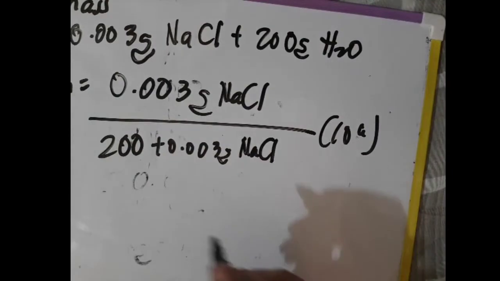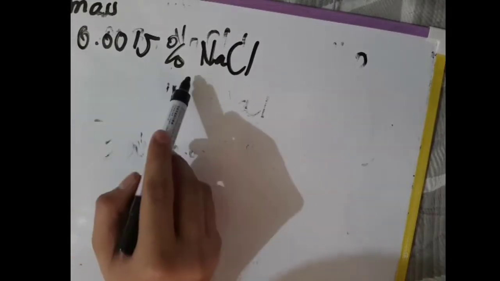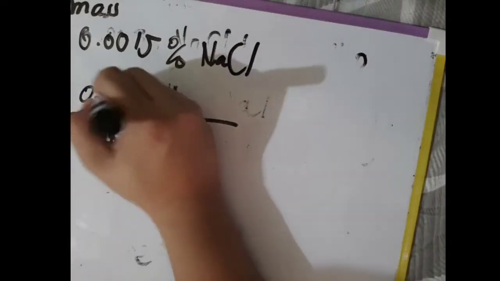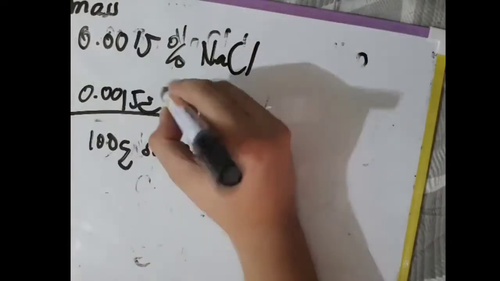percent mass. So let's say, going back to our example, we only have the percent mass of our NaCl, which is 0.0015% NaCl. So how do we go about that? Remember percent mass: for every 100 grams of our sodium chloride solution, we have 0.0015 grams of sodium chloride. Am I right?